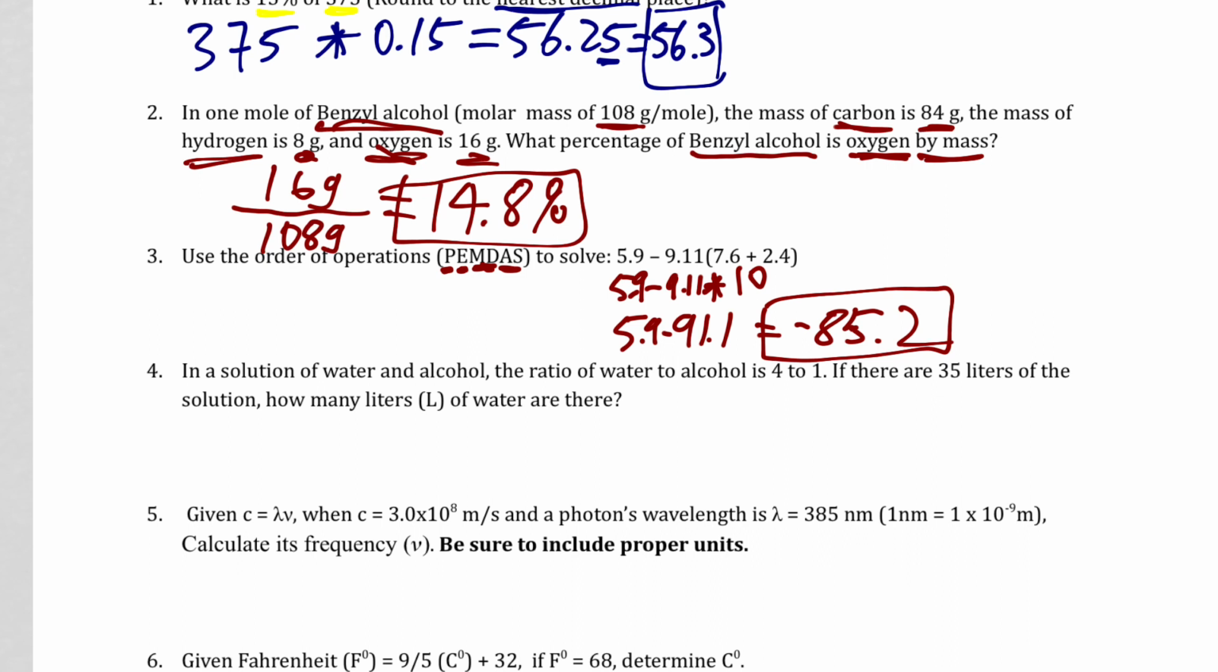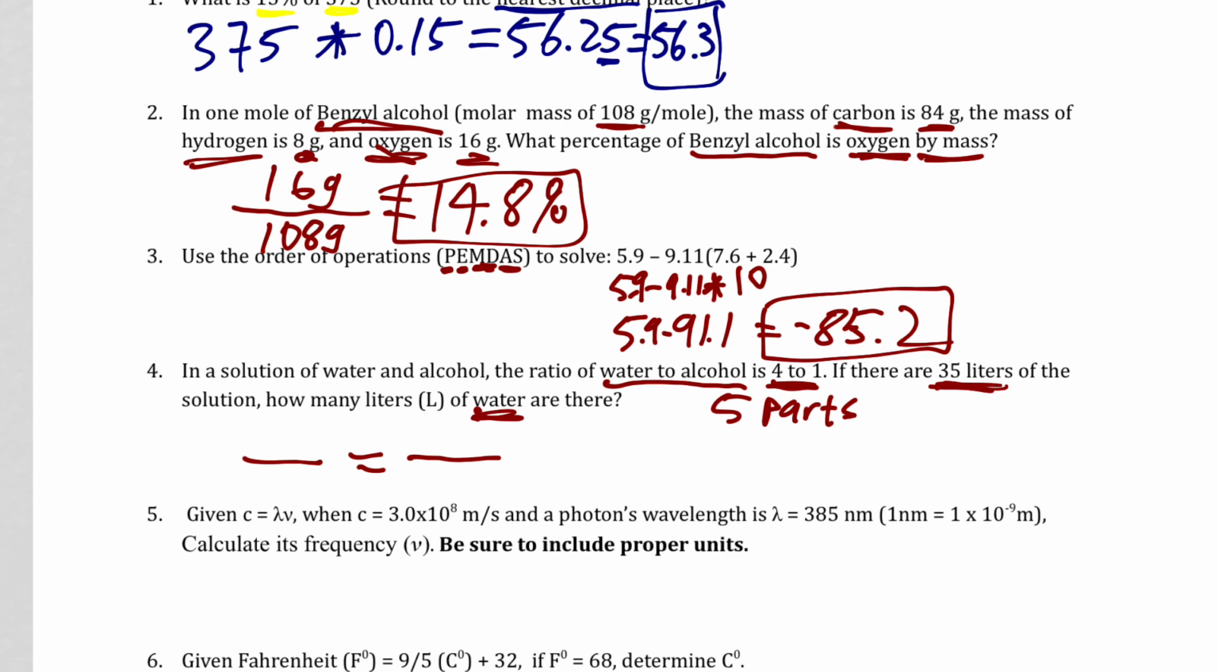Next up, you're figuring out that the water to alcohol ratio is 4 parts water, 1 part alcohol. So there is a total of 5 parts. That's a key assumption here, because 4 plus 1 is 5 parts total. And out of that, 35 liters of it, how much of it is water? So you need to set up 2 fractions to get to it.